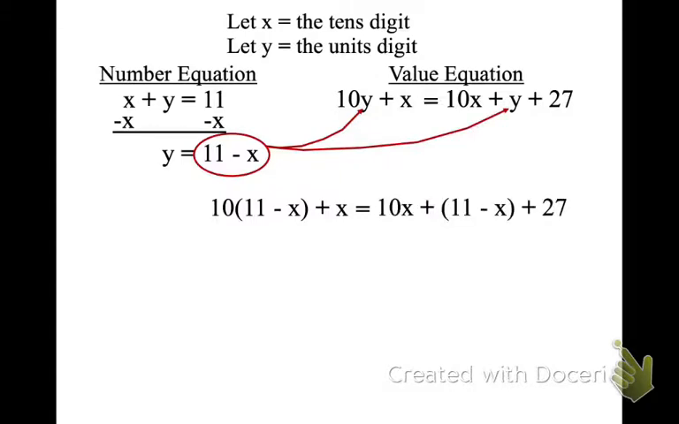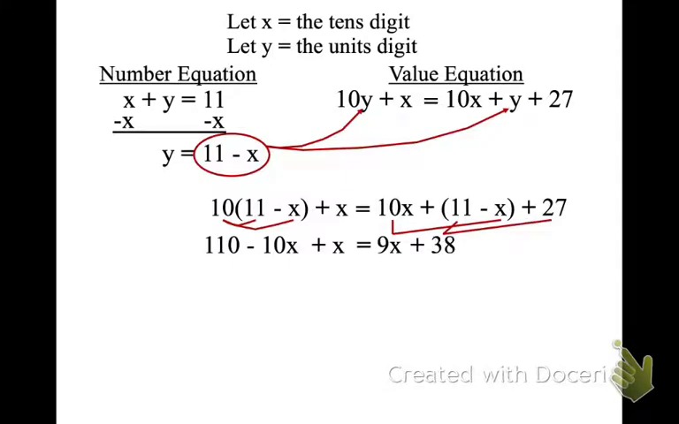And now we just distribute. I get 110 minus 10x plus x equals 10x plus 11 minus x, or you could combine your like terms. That makes 9x, and 11 and 27 is 38. I'm going to subtract my two x's and combine. You should start seeing a lot of 9x's in this problem. 9 and 18x.